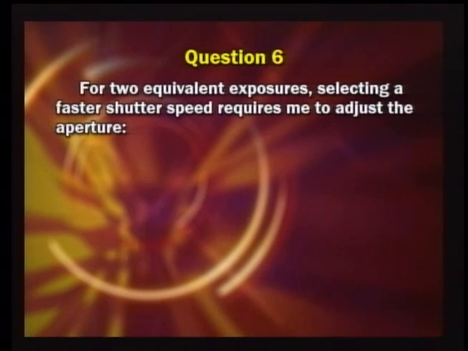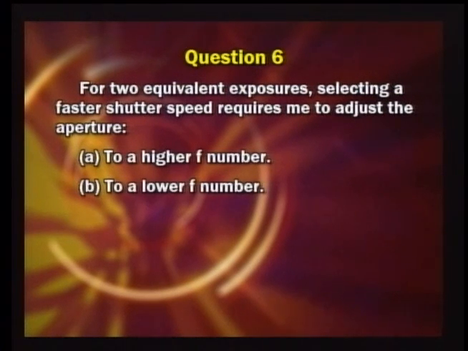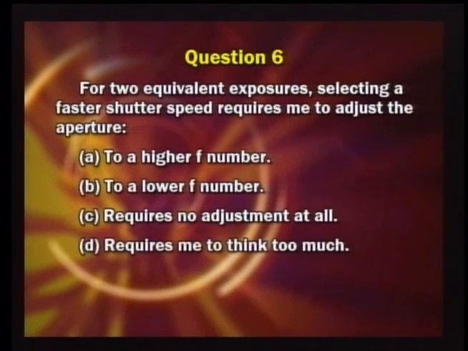Okay, and last question. Okay, here we go. Question 6. For 2 equivalent exposures, meaning the same amount of light hitting the film or sensor, selecting a faster shutter speed requires me to adjust the aperture how? A, to a higher f number. B, to a lower f number. C, requires no adjustment at all. Or D, requires me to think too much.